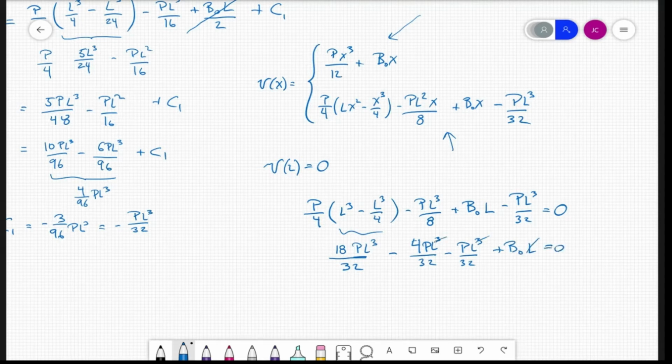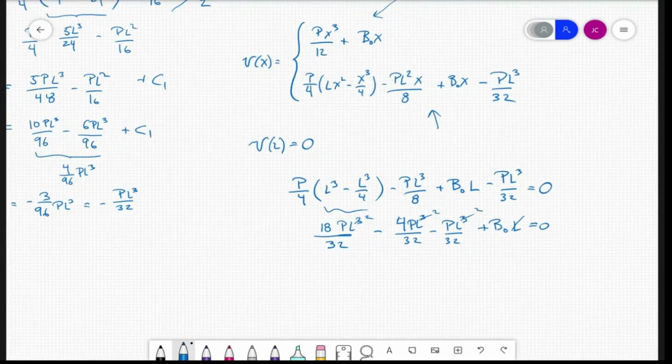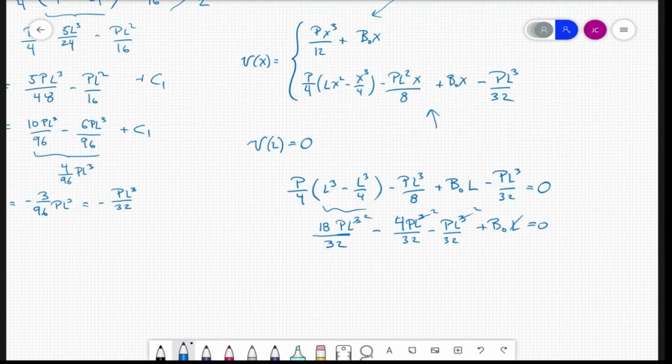So these all become squared, right? And what do I got here? I've got 24 minus 4, minus 1, that's 19. And that's a positive, so that is equal to B0. And that's the final integration constant.